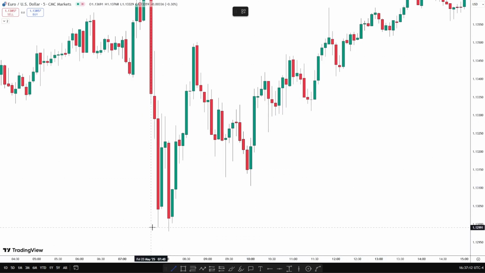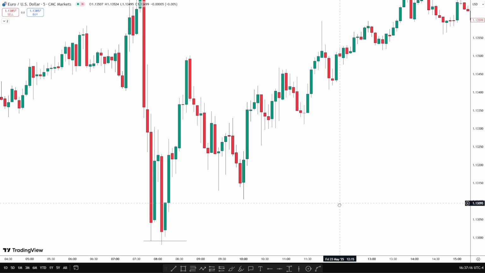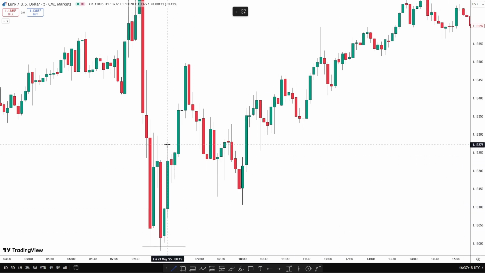As you can see, we've got a low down here. Low being swept, creating our manipulation higher. High being left right here. Breaking structure with this candle here. Getting our push up higher, and then we're getting a retracement back inside after breaking structure.